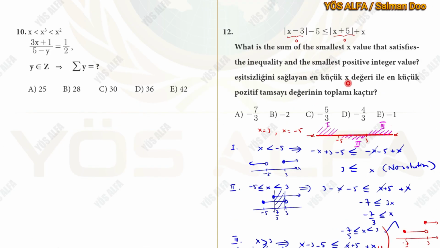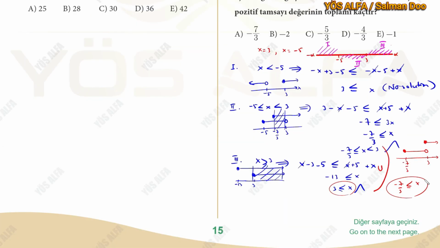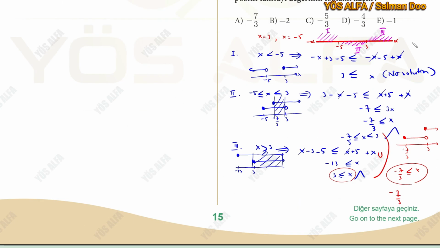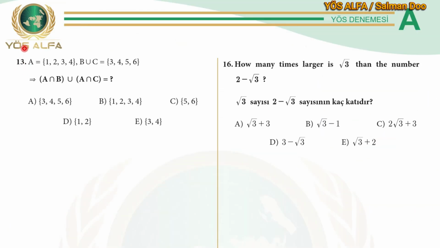Let's go back and check what the question asks. The smallest x value is minus 7 over 3, and the smallest positive integer is plus 1 in this range. So we have minus 4 over 3 as our answer. So it's D.